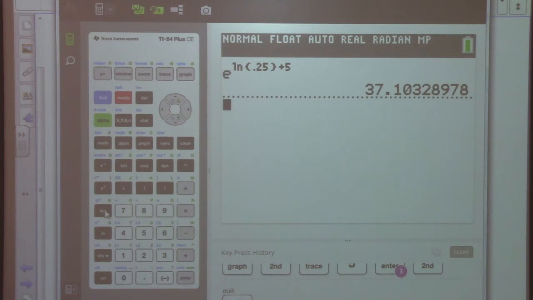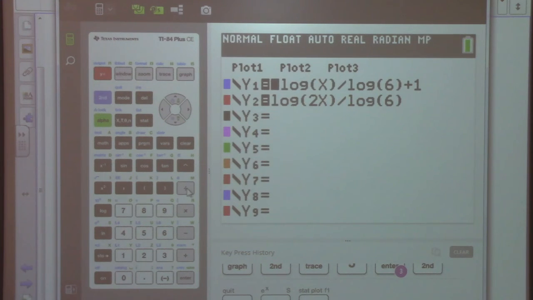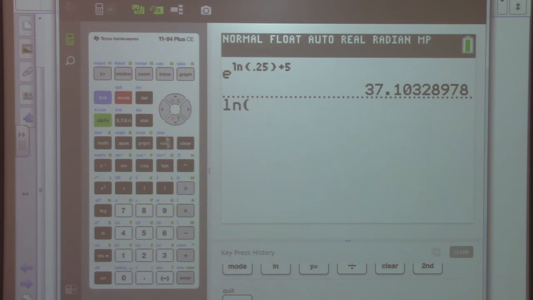Okay, let me do it. ln equals 0. Oh yeah, it's 0. So ln of e, oops, wrong one. ln of e equals 1, right?